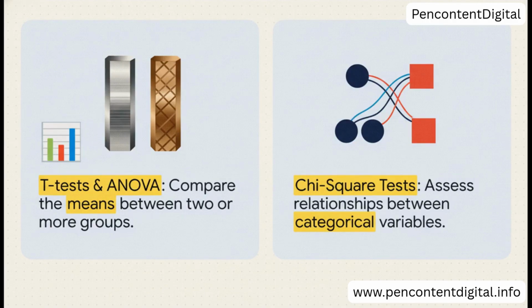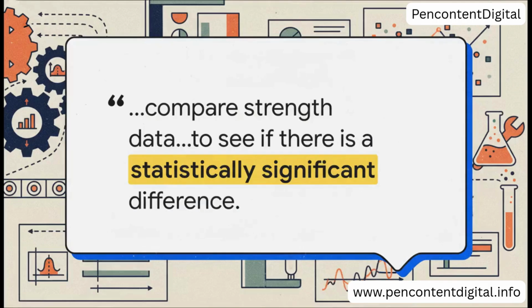Want to compare 2 materials? Use a t-test. Comparing 3 or more? That's ANOVA. It gives you the power to make these confident, data-backed decisions instead of just going with a gut feeling. And this is a perfect example of that in action. So instead of an engineer just saying, I think this new material feels stronger, they can use Minitab to prove with statistical certainty whether it truly is. This takes all the guesswork out of innovation.